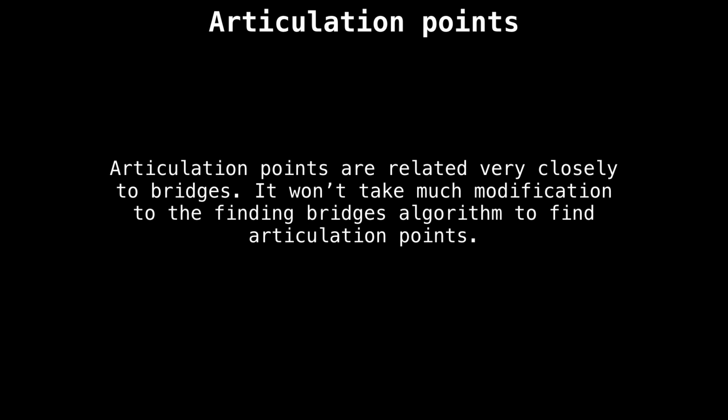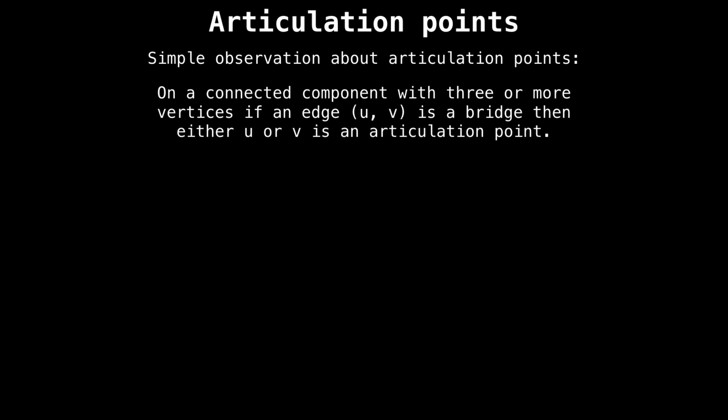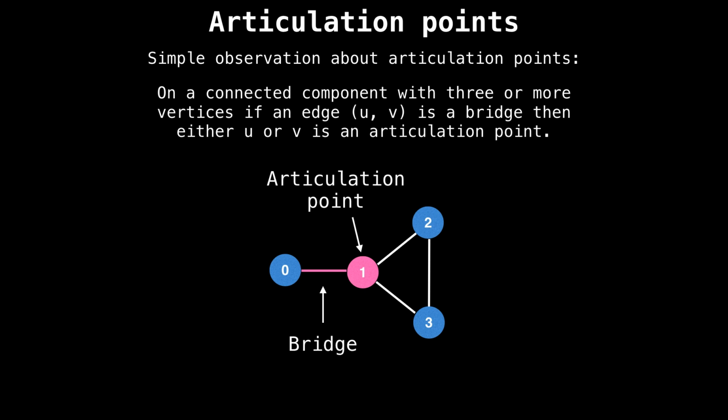for bridges. A first simple observation we can make about articulation points is that on a connected component with 3 or more vertices, if an edge, UV, is a bridge, then either U or V is an articulation point. This is a good starting point because it allows us to easily find where articulation points occur. For example, consider the following graph. You will notice that there is a bridge between nodes 0 and 1, meaning that either node 0 or node 1 is an articulation point.